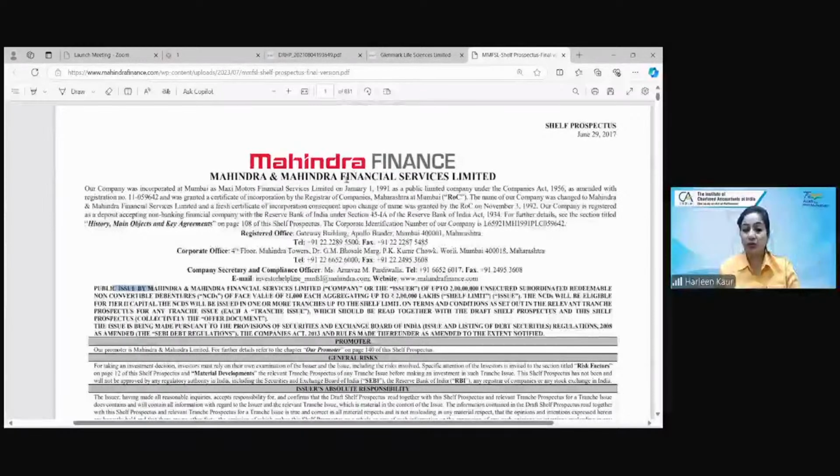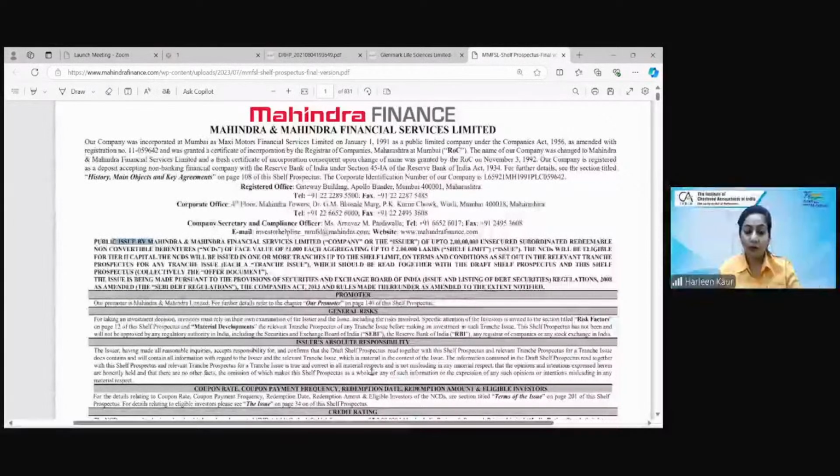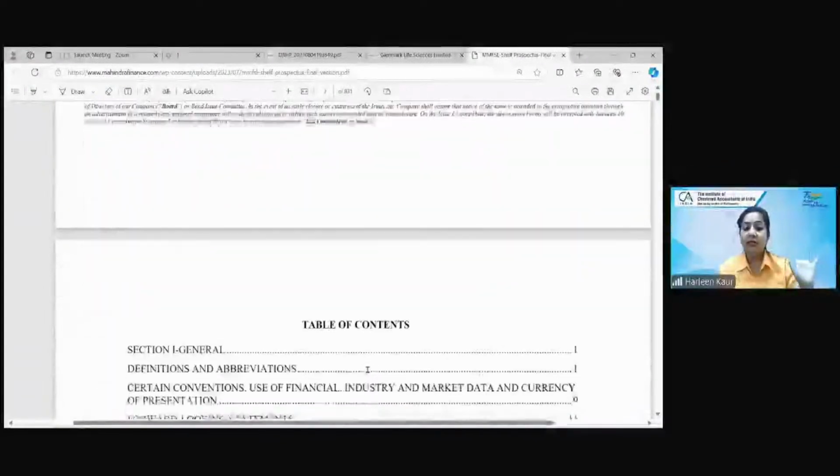Mahindra Finance has issued a shelf prospectus in 2017 and this is how the shelf prospectus looks like. Now it remains valid for 1 year, and they can bring their subsequent issue.